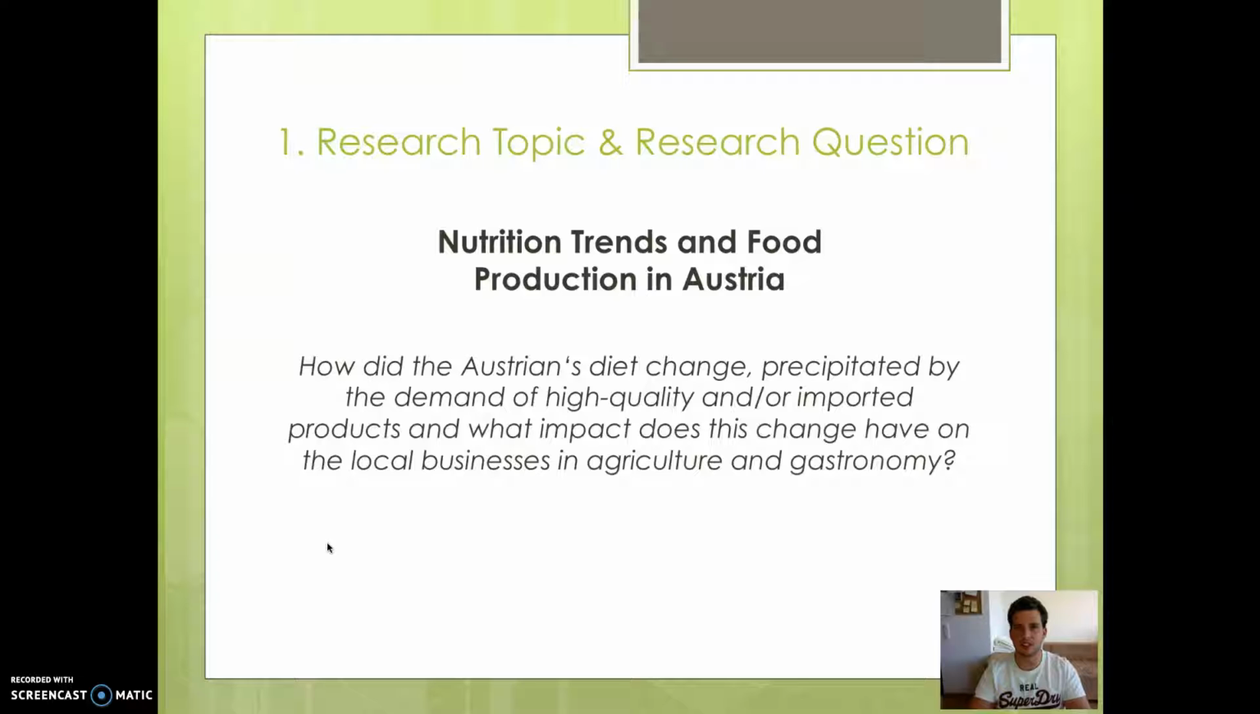Also, in regard of the globalized agriculture and the globalized food trade, which is all broken down to the Austrian markets. The research question I developed for the case study is: how did the Austrians' diet change, precipitated by the demand of high quality and also imported products, and what impact does this change have on the local businesses in agriculture and gastronomy?